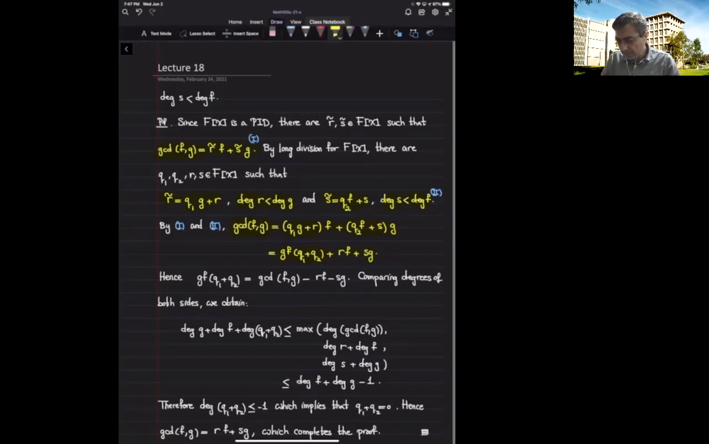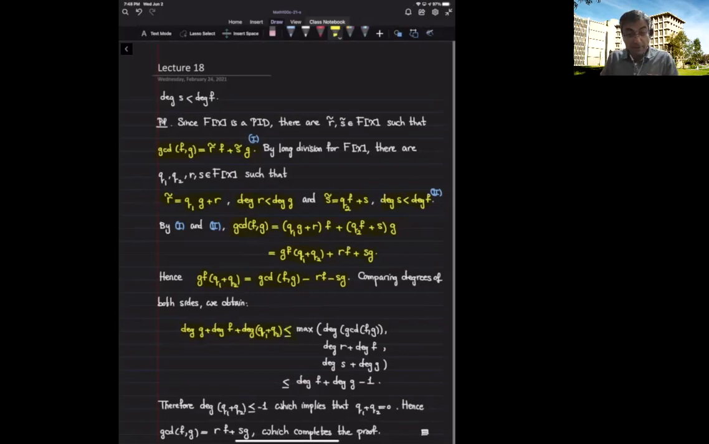Now, let's take this on one side and bring these guys to the other side. So g f times (q1 plus q2) is GCD of f and g minus r f minus s g. Now, let's compare degrees. Degree of this side is the sum of degrees. It's degree of g plus degree of f plus degree of the summation of q i's. How about the other side?